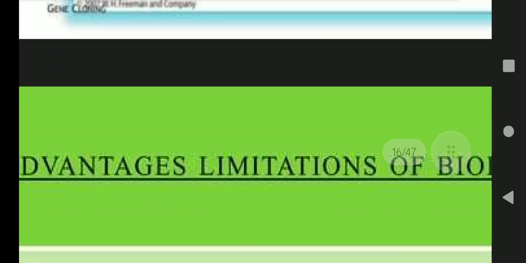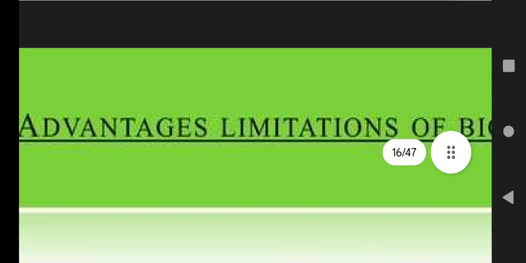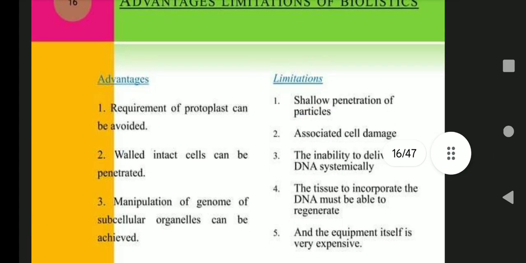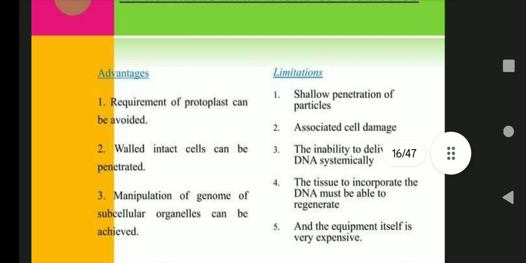What are the advantages and the limitations of the biolistic method? Normally, the advantage of this method is that the requirement of protoplast is not necessary in the gene gun method. Walled intact cells can be penetrated. Manipulation of the genome and subcellular organelles can be easily achieved by this method.